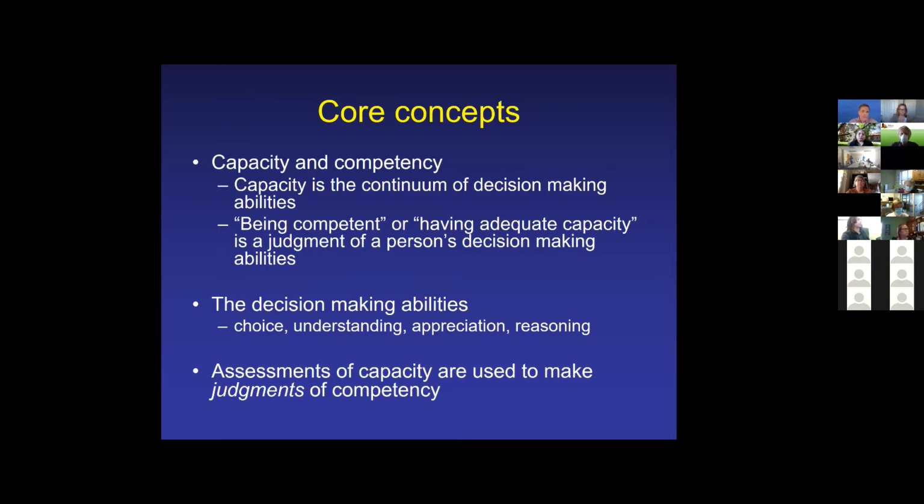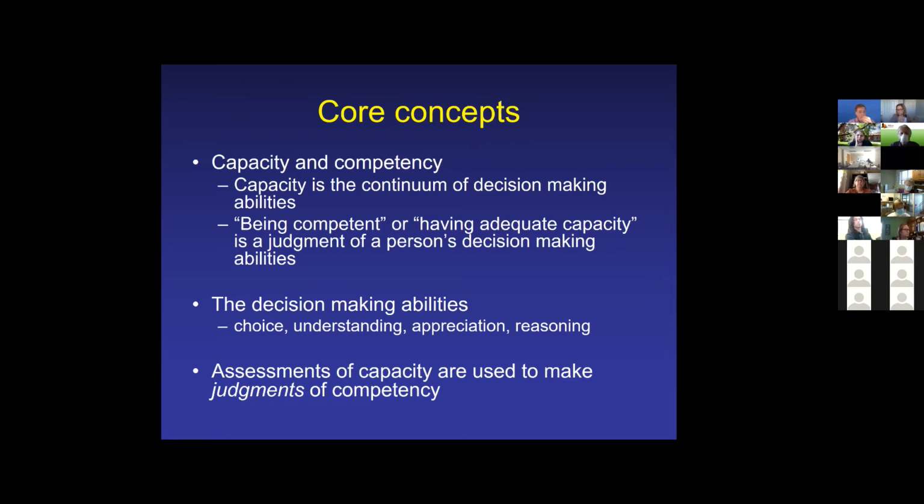Capacity describes the continuum of someone's decision-making abilities. I'll lay out what the abilities are on this slide in a moment. Capacity is much like the idea of a capacitance vessel. It fills up and holds things. Our decisional capacity is a dimensional construct that each of us has with respect to specific decisions. We decide that someone's competent or has adequate capacity based on the judgment of their decision-making abilities. And those abilities are the ability to choose, understand, appreciate, and reason. I've listed them there, and I've evoked them in prior slides as well.